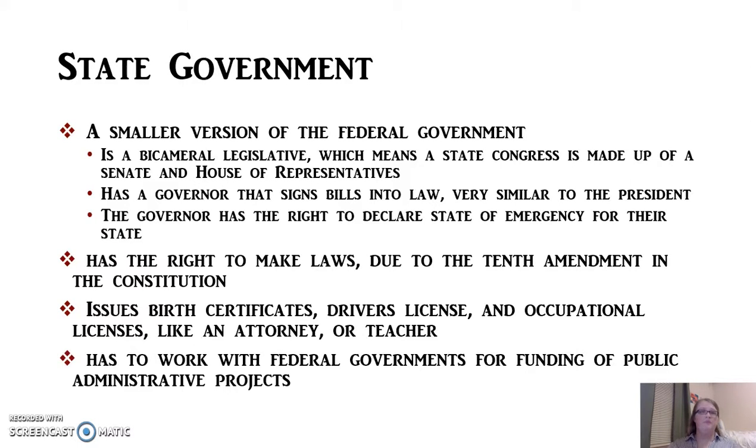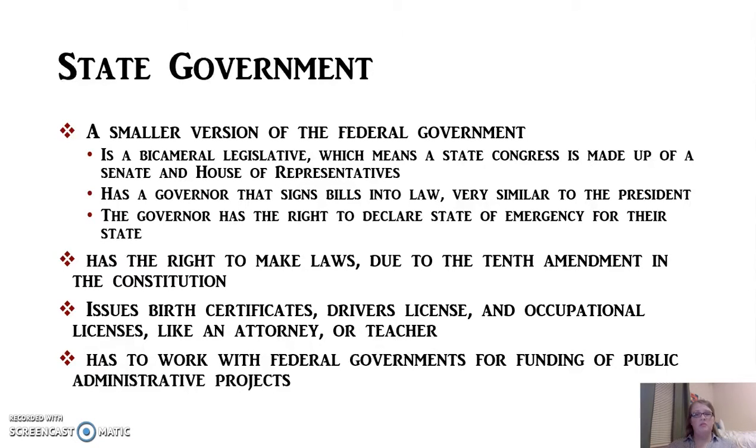Moving on. State government. It's a smaller version of the federal government. It has a bicameral legislature, which means a state Congress is made up of a Senate and the House of Representatives. It has a governor that signs bills into law, very similar to what the president does. And the governor also has the right to declare a state of emergency for their state. The state government has the right to make laws due to the 10th Amendment, as I stated before in the Constitution. State governments can issue birth certificates, driver's licenses, and occupational licenses, such as an attorney or a teacher license.